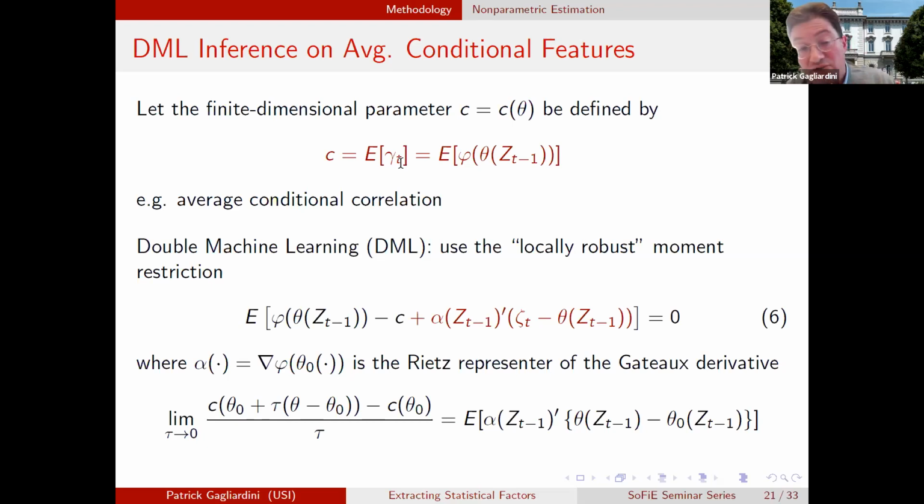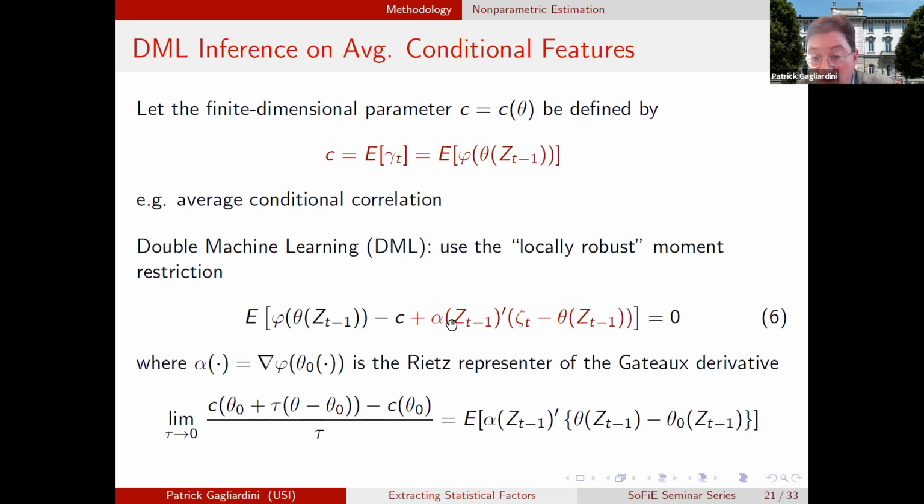So for instance, if the feature of interest, the gamma T, is a conditional canonical correlation, here I'm speaking about making the inference on its expected value. You can consider parameters more general than that, but for instance, the expected value. Now, in order to accommodate the high dimension of this parameter theta, we use the so-called double machine learning approach, which basically consists in using a locally robustified version of the moment condition identifying the parameter C.